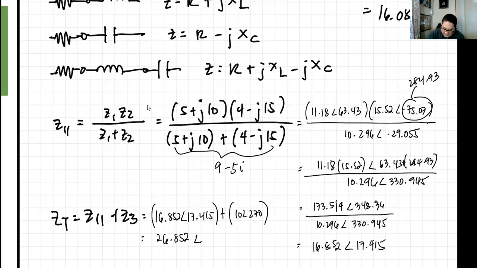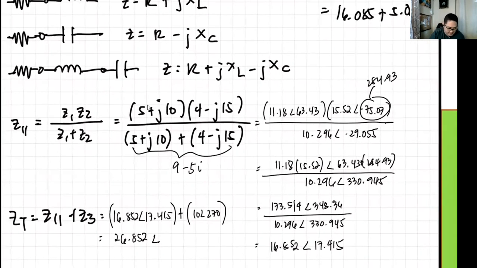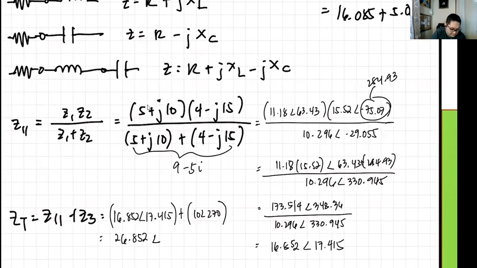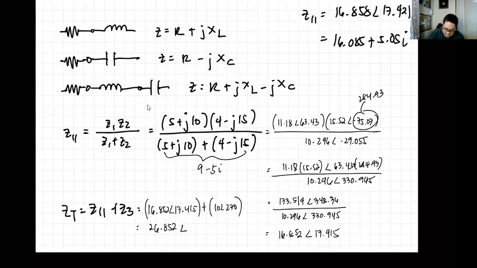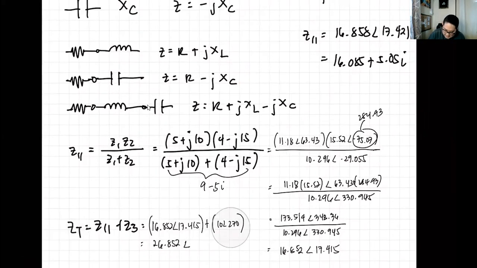Hindi pwedeng i-add as naka-polar siya, no? So, kailangan i-rectangular natin ito. Yung 16.852, natin. Lagay ko lang sa second page.